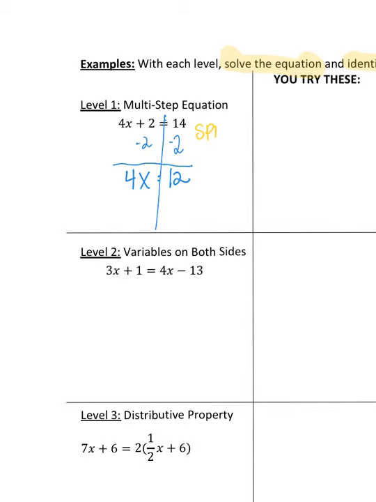You would hopefully recognize that 4 and x are being multiplied, so we use division. I'm just going to do a little bit of abbreviating. Division property of equality allows us to finish that equation, and we get x equals 3.